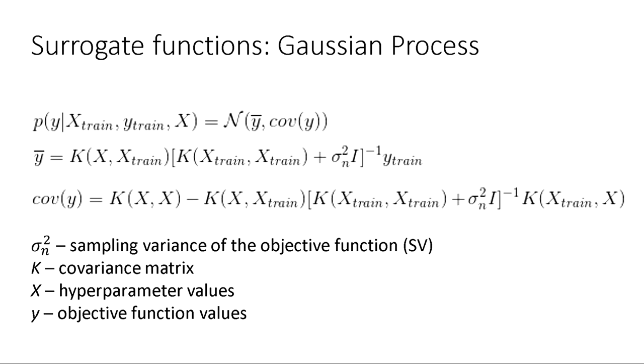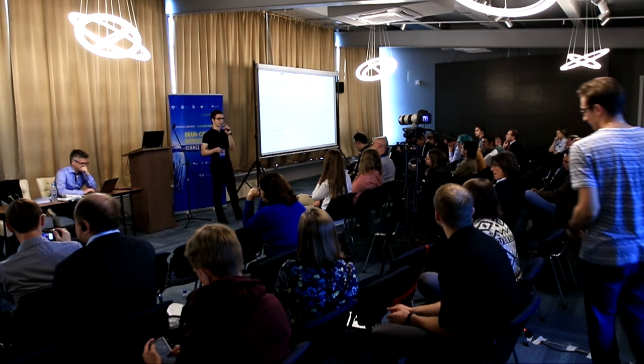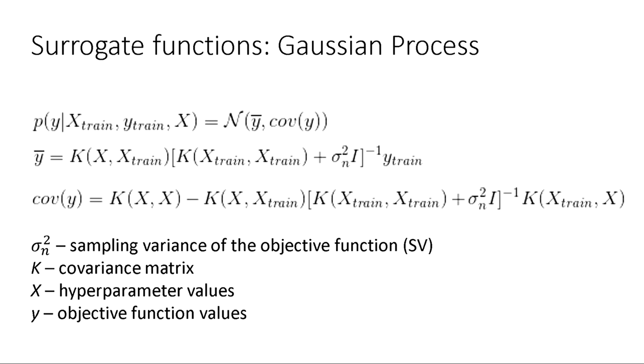So the oldest way to approximate the classifier performance is to use Gaussian processes. And a Gaussian process allows you to approximate the performance of your classifier with a Gaussian with known mean and variance. And this is easy to compute analytically, and I want to draw your attention to the parameter sigma n. Sigma n in this setting is the sample variance of your objective function. So it's the variance of your classifier performance with respect to hyperparameters.